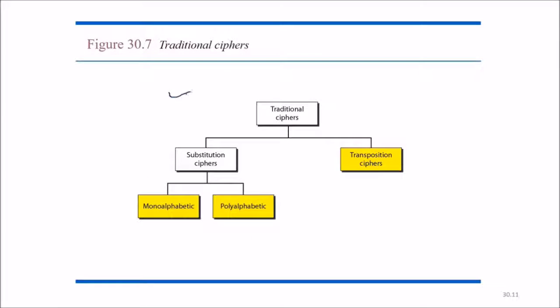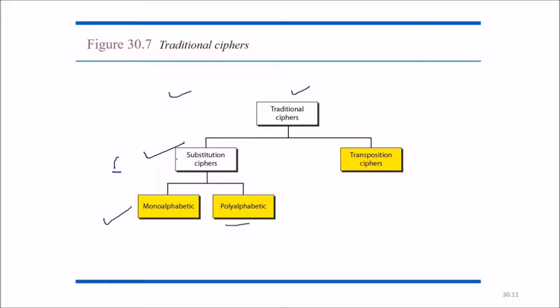These are the traditional ciphers. These traditional ciphers you can divide into simple substitution ciphers, which can be monoalphabetic, meaning you substitute a certain character with another character. Only one character is changed. While you can also have various characters to be replaced.